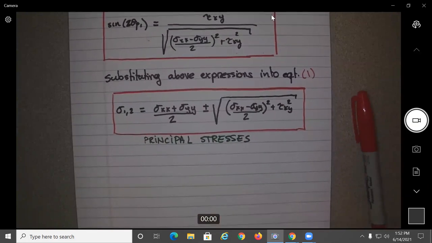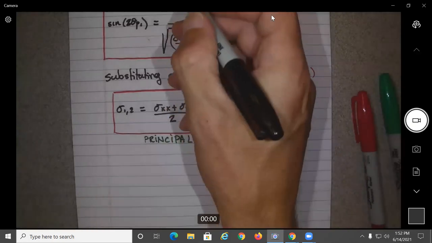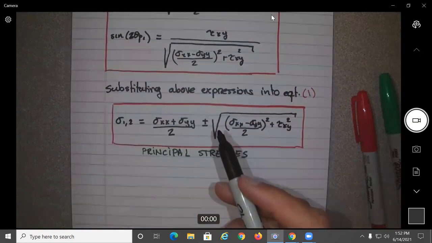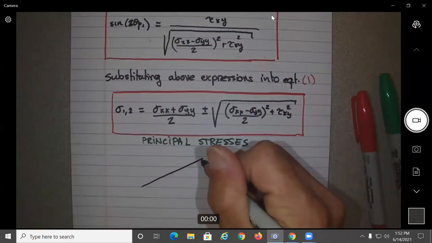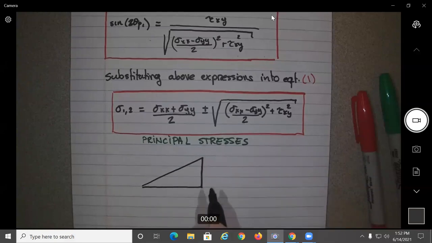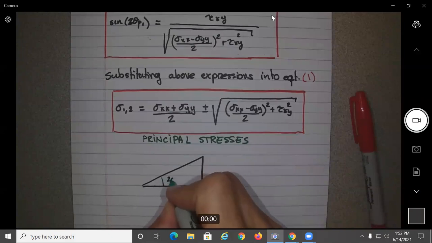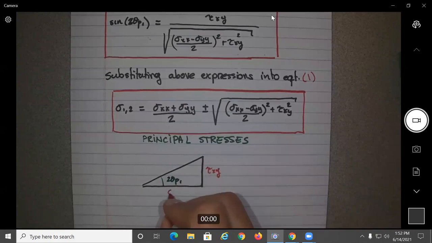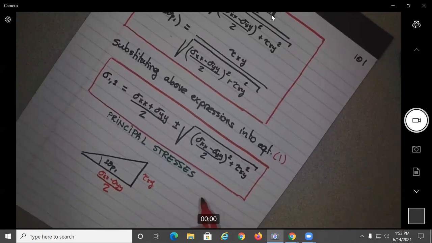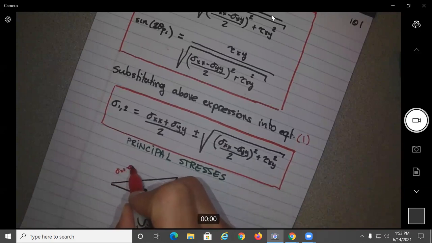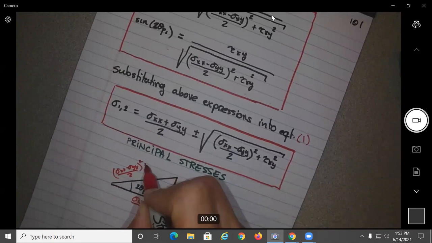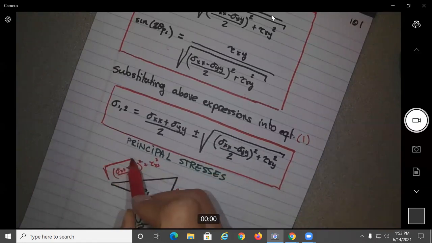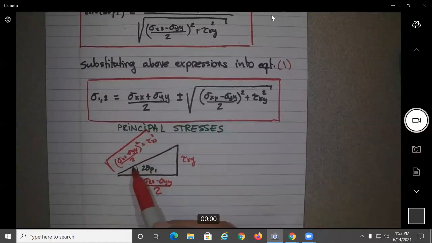Okay. And basically, I want to do another figure, the relation between the terms in this expression. This is the angle, the principal angle. This is tau xy. This is sigma xx minus sigma yy divided by 2. And using the Pythagorean theorem, this side over here is the square root of the sum of squares. This side is just the Pythagorean theorem.